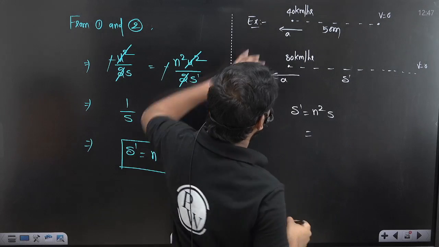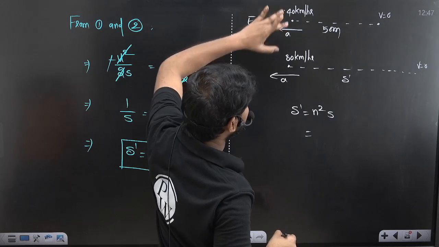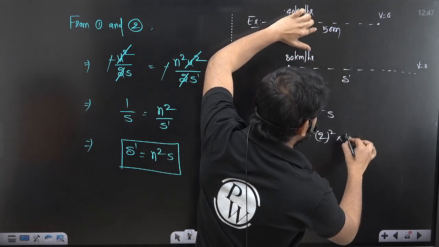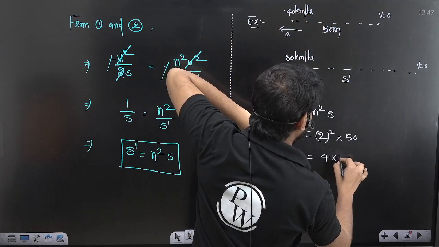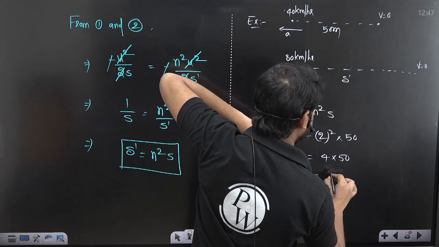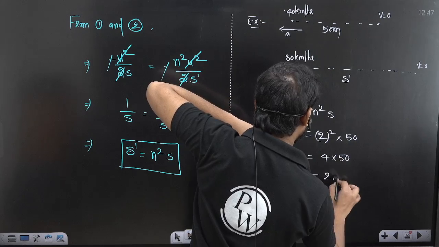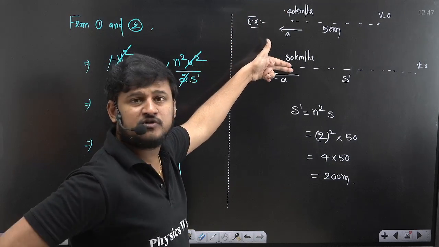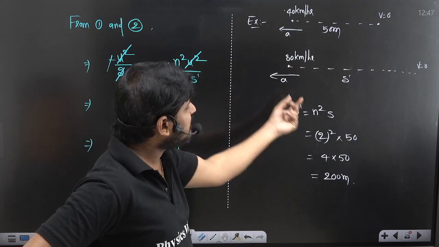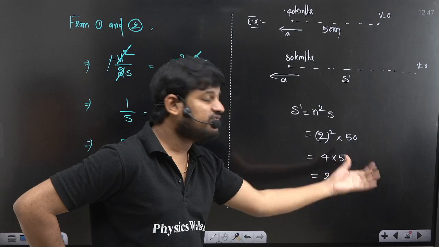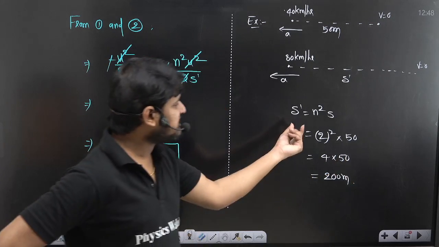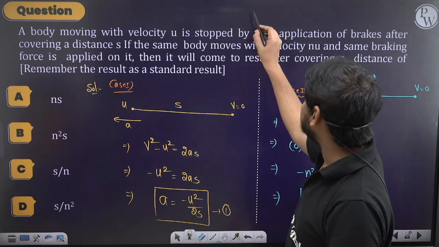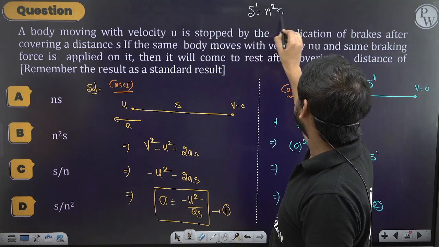So what is n square? How many times has the speed increased? From here to here, the speed increased 2 times. So that's why 2 square. How much distance was covered in the first case? 50. So that's why 4 into 50. In the second case, it covers a distance of 200 meters before stopping. If I increase the speed to 120 km/h, then n becomes 3. So 3 square into 50, 9 into 50. Understood? So n square times the original distance. Clear this part? Remember this as the standard result.